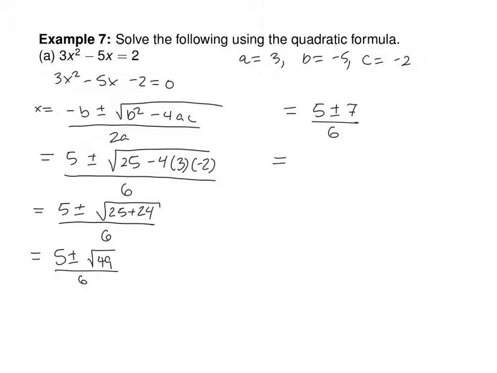So one answer is 5 plus 7 over 6, which is 12 over 6, or 2. The other is 5 minus 7, which is negative 2. Don't give me negative 2 over 6. Give me negative 1/3. Good job. That's just an exercise in using proper order of operations, isn't it? Yeah. Okay. So that one worked out nicely.